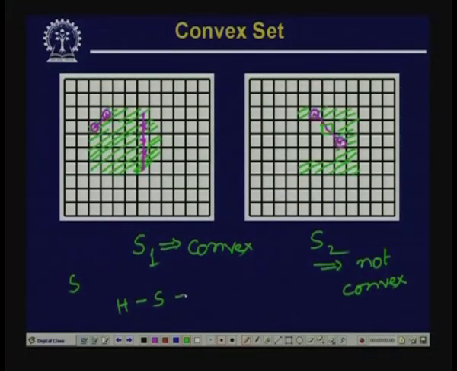And if I say that H is the convex hull of set S, then H minus S is what is called the convex deficiency. So, the set difference of the convex hull with the original set of points is called the convex deficiency, and we will see later that this convex deficiency can be used as one of the descriptors of a given set, which is useful for high level understanding purpose.